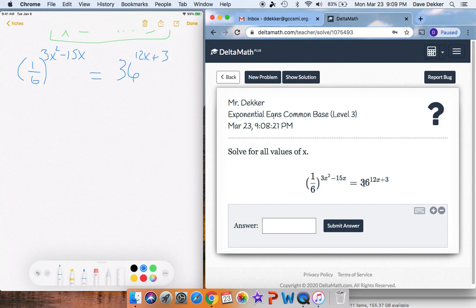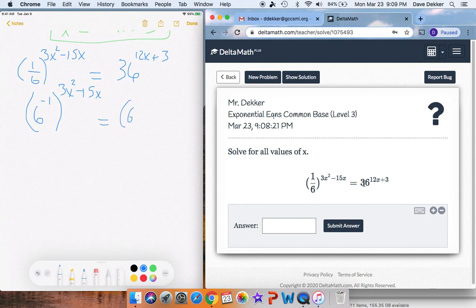Okay, so what I was talking about was we want to have the same base. So this I can write as 6 to the negative 1. If you're not quite sure about that, make sure you ask. I feel like a few of you, as we were going through that particular lesson, maybe did not ask a question when you should have.